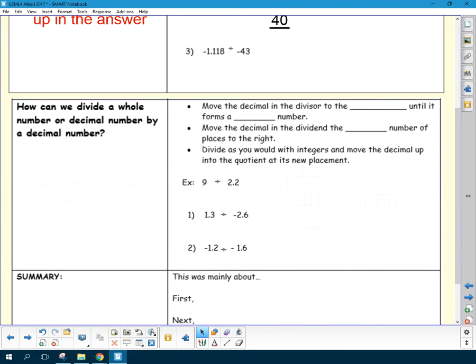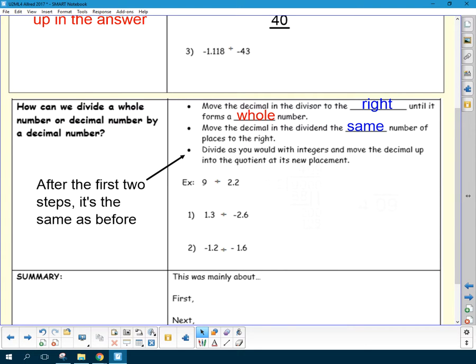When you're dividing a whole number or a decimal number by a decimal number, things get a little bit different, but at the end of the day, it's going to be the same thing. We're going to move the decimal in the divisor to the right until it forms a whole number, and then we're going to move the decimal in the dividend the same number of places to the right. We're going to divide as we would with integers and move the decimal up into the quotient. This third step is the same as before.